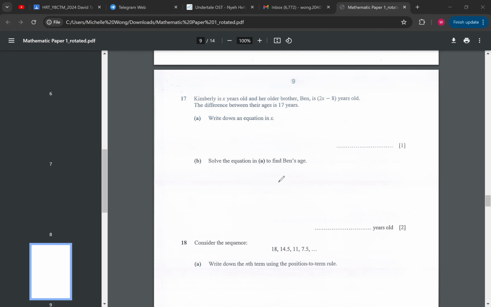For B, solve the equation in A to find Ben's age. So x plus 17 equals bracket 2x minus 8. So x equals 2x minus 8 minus 17. As you bring this over, it's a positive, you bring it over, it'll be a negative. And then you should get x equals 2x minus 25.